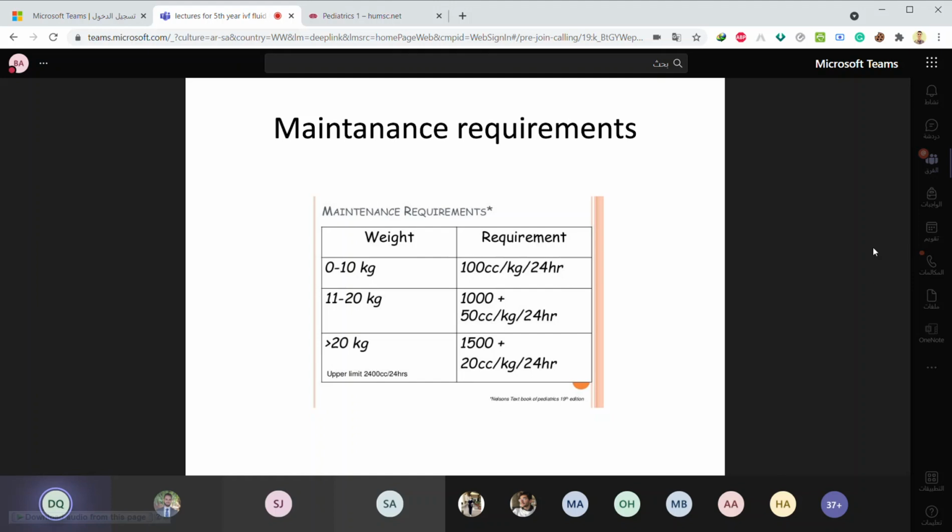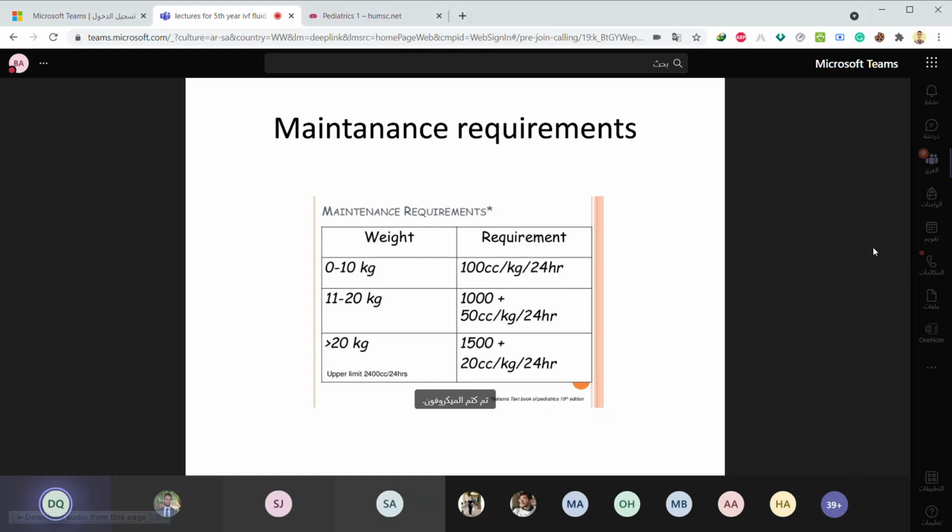If the weight is between 11 and 20, we give the first 10 kilograms 100 per kilogram, so it will be 1000 for the first 10 kilograms, and 50 cc for each kilogram above 10. If it's more than 20 kilograms, we give the first 1000, then 50 multiplied by 10 is 500, so 1500 plus 20 cc per each kilogram above 20. Is it clear? Do you understand this formula?